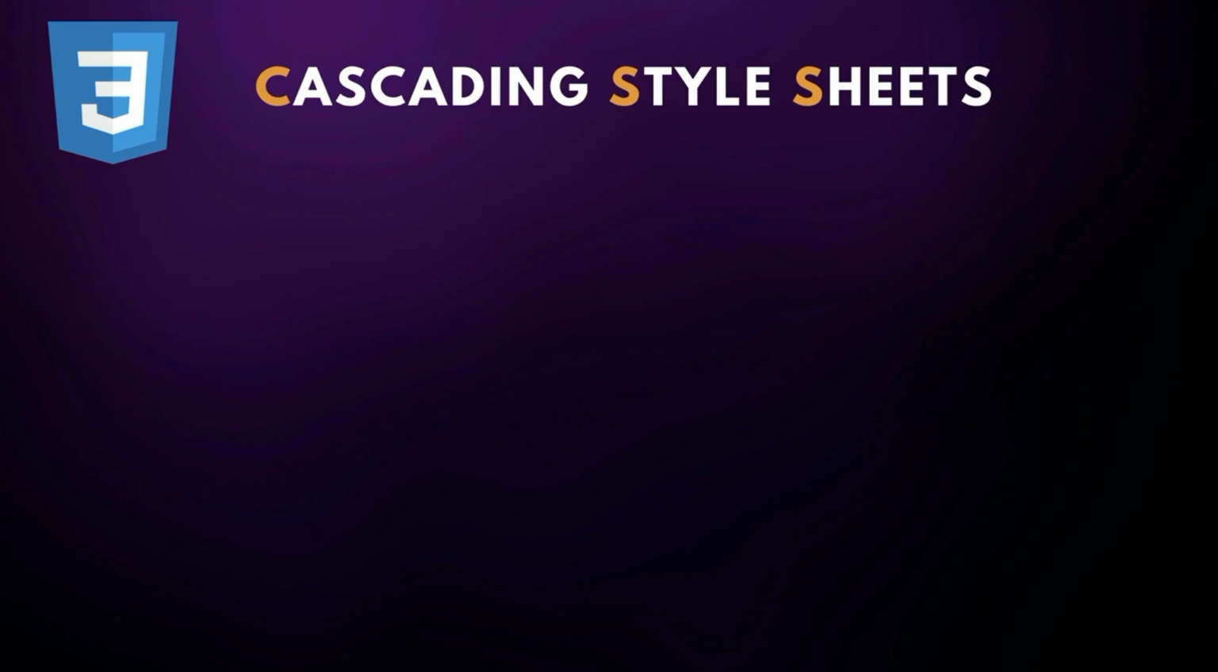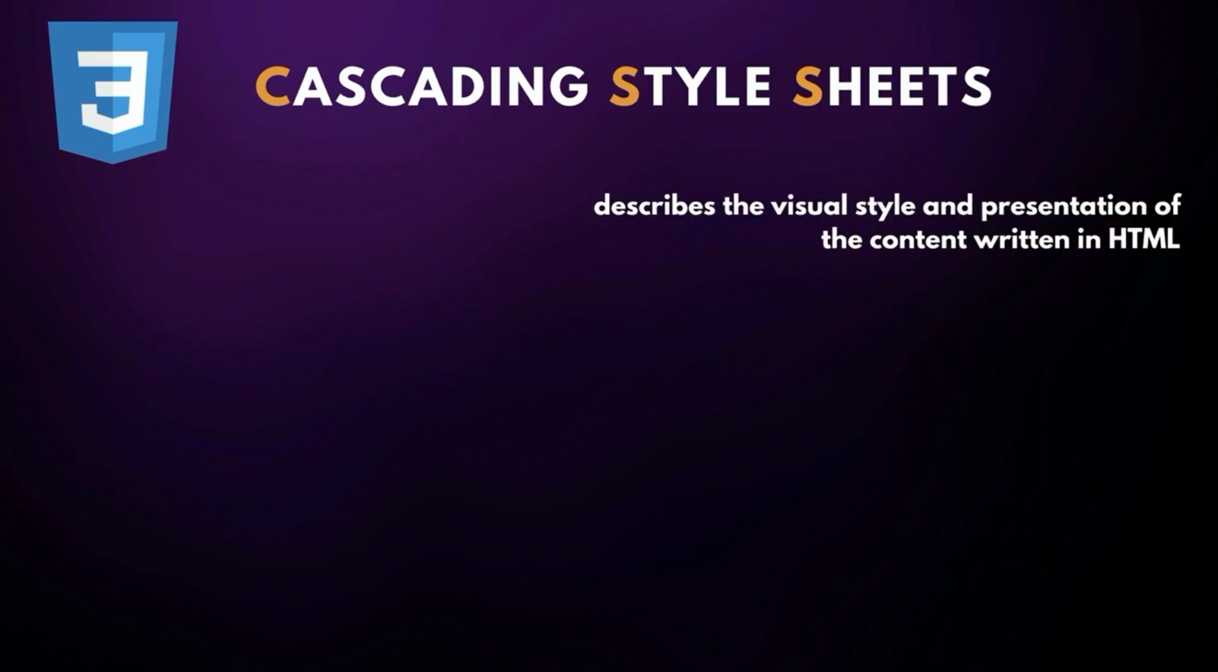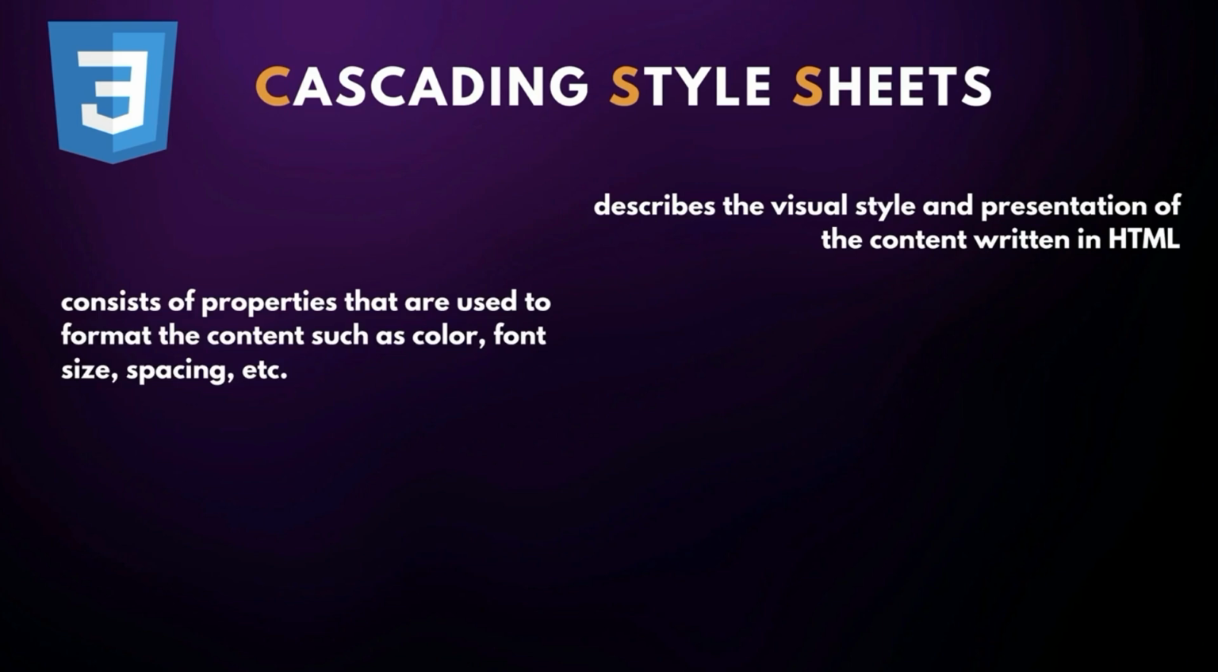So now that you know the basics of HTML, it's time to move on to CSS. CSS stands for Cascading Style Sheets, like we see here, and it was a language created to represent and describe the visual style and the presentation of all of the content written in HTML. Like I said before, while the purpose of HTML is to describe what type of content is going on the web page, CSS is going to represent the visual style of that content. It consists of a set of properties that are going to format the content's styles, like, for example, the color, font size, spacing, height, width, etc.